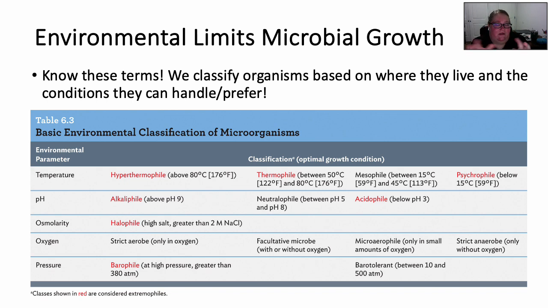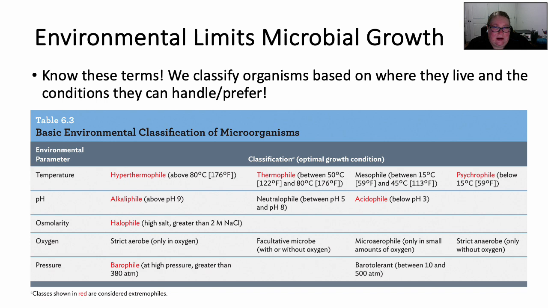Then we have the organisms that can live in basic environments like those alkaline lakes. These are the alkalophiles. Whenever you see alkali, that means basic. So like group 1 on the periodic table is the alkali metals. They make a lot of bases, which is why they're called the alkali metals. Alkalophiles are going to be above a pH of 9.